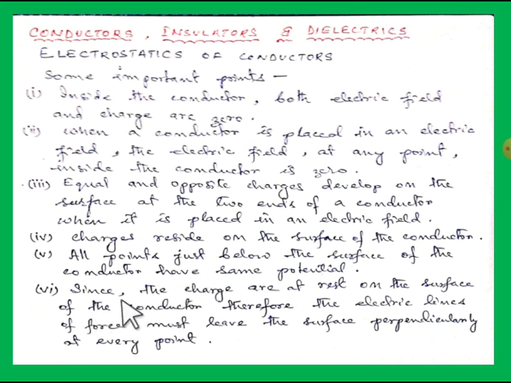Got it? Last point, since the charges are at rest on the surface of the conductor, therefore the electric line of force must leave the surface perpendicular at every point. As the charges are at rest, not in motion, there will be no horizontal component parallel to the surface, and only the vertical component will exist there. That means only perpendicular to the surface, and so no electric field exists parallel to the surface. Your electric line of force, or rather the direction of the electric field, will be leaving or entering the surface perpendicular to the surface at any point on it, right?